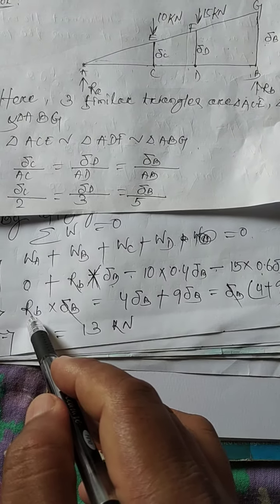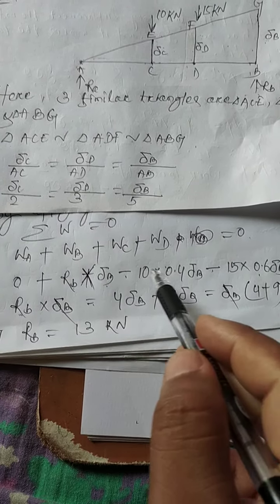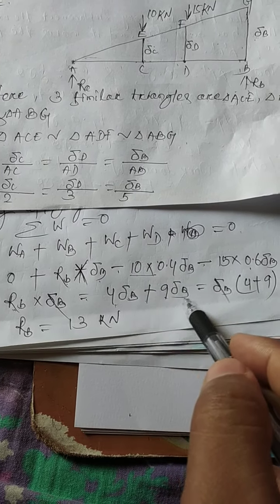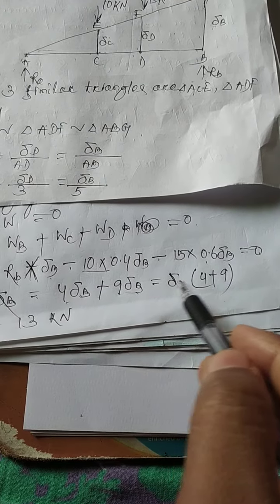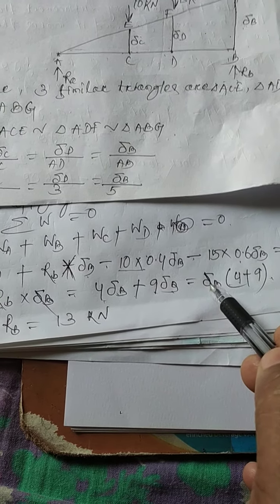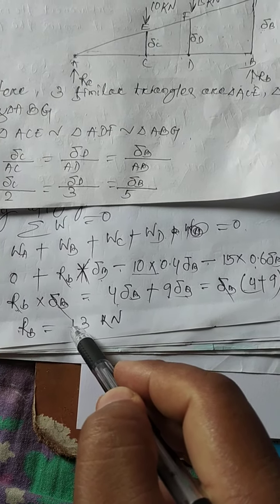So we need to calculate RB. RB into del B is equal to 10 into 0.4, which is 4 del B, plus 15 into 0.6, which is 9 del B. So we can take del B common, that is 4 plus 9. Now del B is cancelled on both sides. So RB is equal to 13 kilonewton.